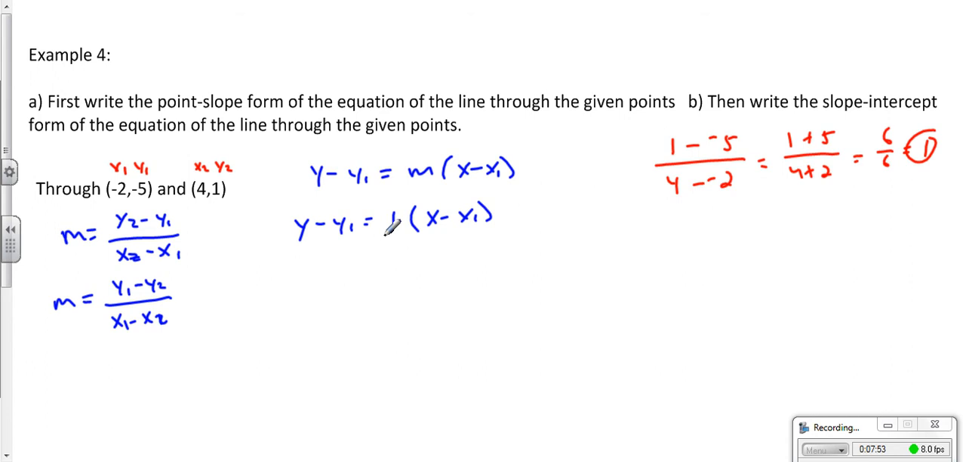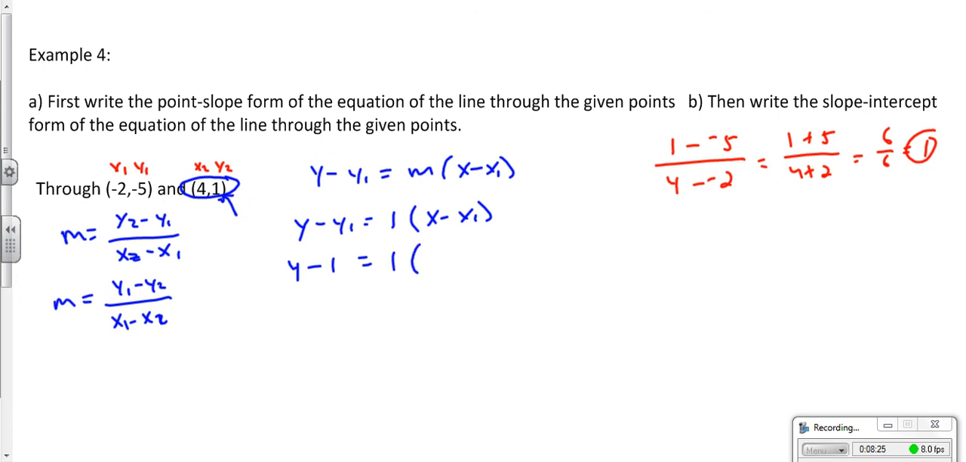Now we just have to plug in a point. You have two to choose from, so pick one that looks easy to use. I want to choose the second one. So I would have y minus 1, because that's y1. Notice it's x1, y1 in my point-slope form, but I could really choose either one of these. It makes no difference. I labeled one of these x1, y1, and one of them x2, y2, just because I need that for the slope formula. It's up to us. So I'm using this one.